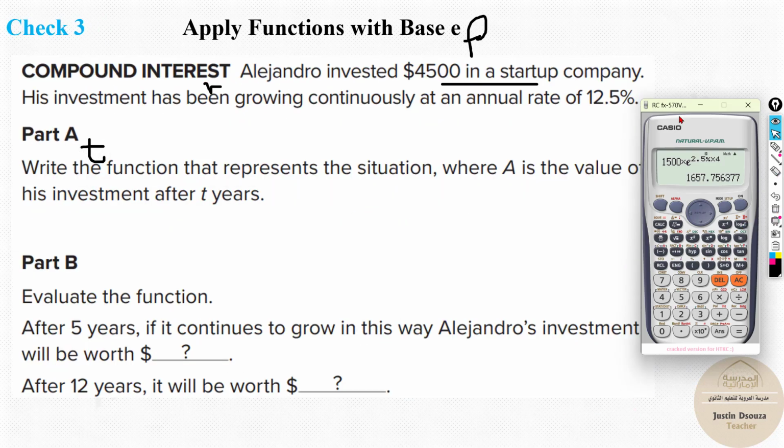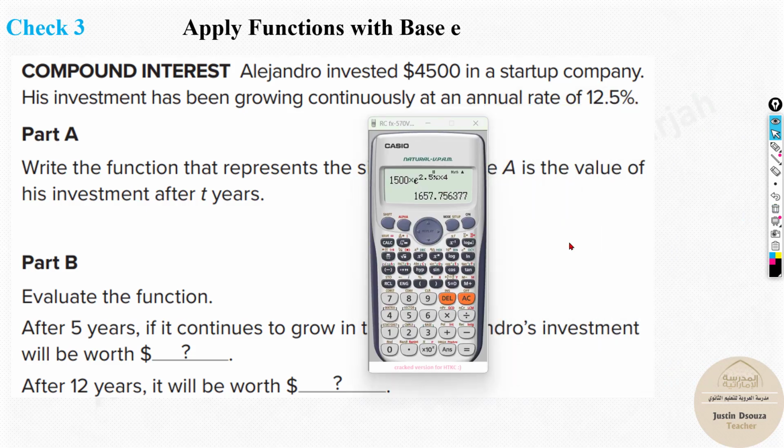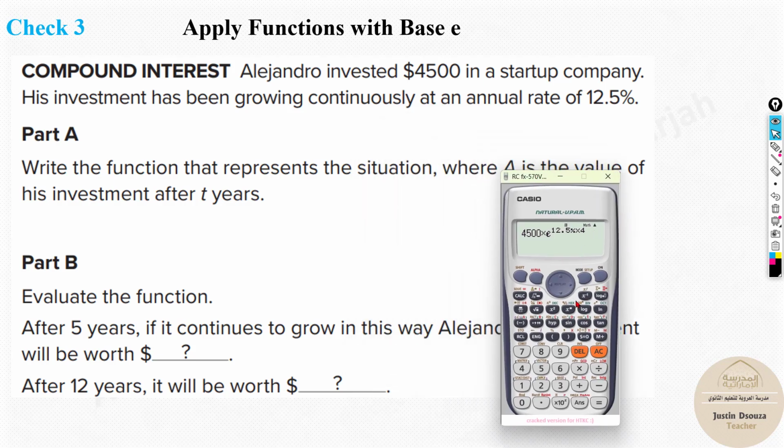Same thing over here. How would you do? Same formula, no change in the formula. All you need to do is change these values. The initial investment over here is 4,500. The rate is 12.5%. And now, how many years? After T years. Now, if it is T years, then just change this into the value T.